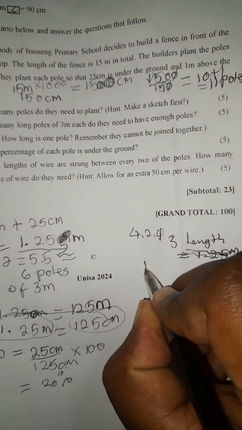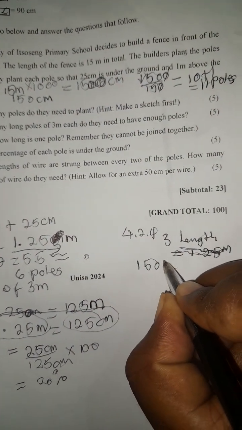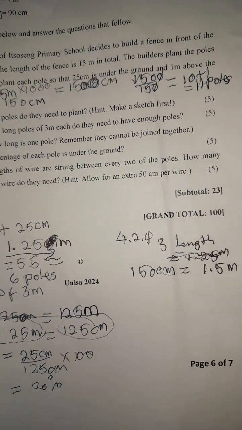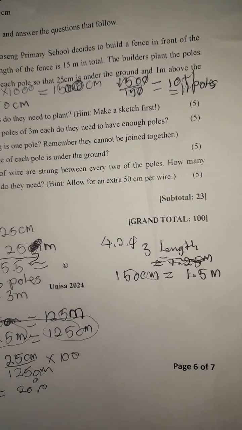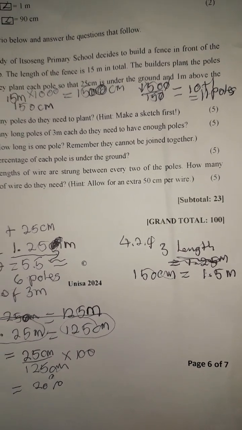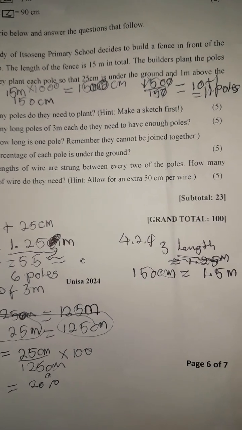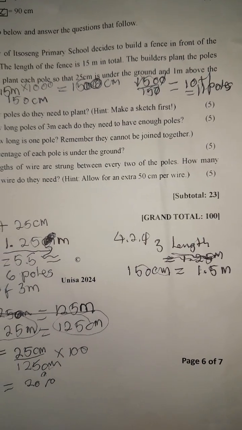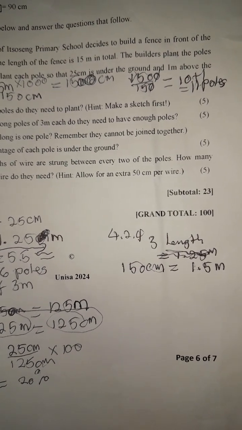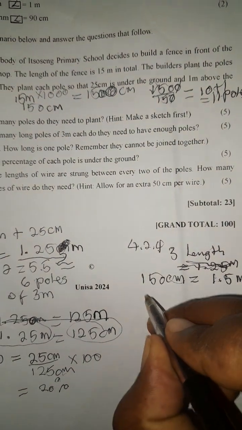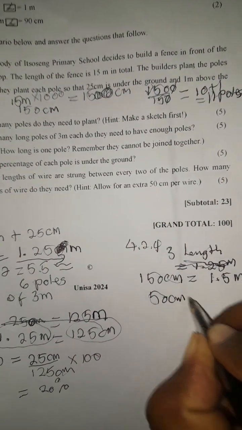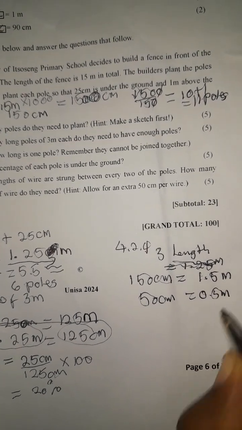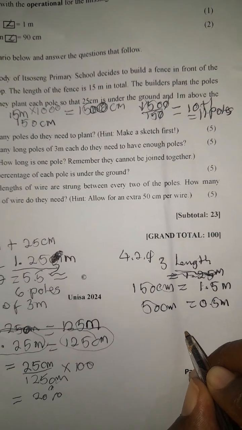So let's convert that to make our life easy. 150 centimeter, convert it to meter, that will be 1.5 meter. So they said allow for an extra 50 centimeter per wire. For the extra wire per section, we need to convert that 50 centimeter. If I convert it to meter, that will be 0.5 meter, right?